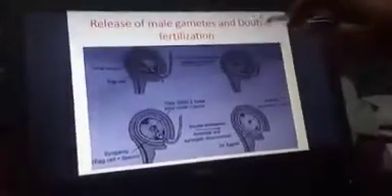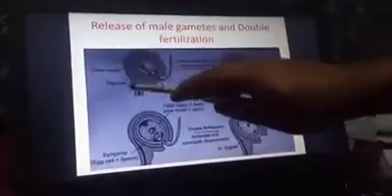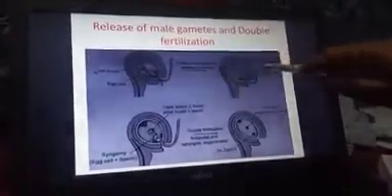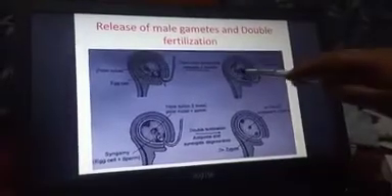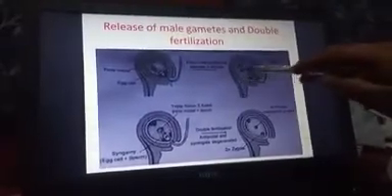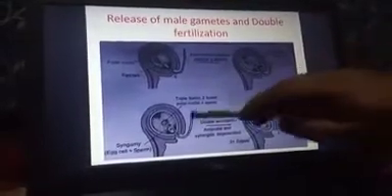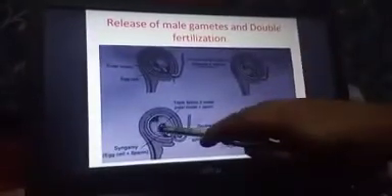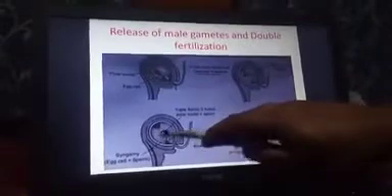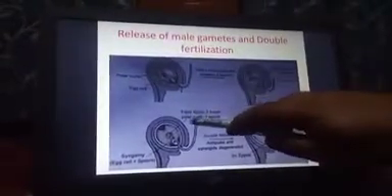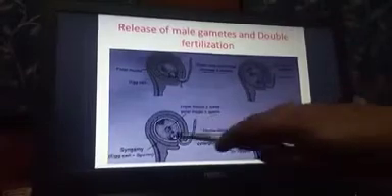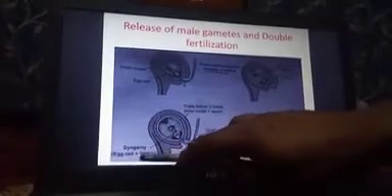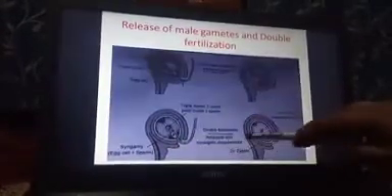Now the release of male gametes and the double fertilization. This is the pollen nucleus, this is the egg nucleus. The pollen tube bursts and releases two sperms, which enter here. These are the two sperms inside this embryo sac, inside the ovule. Then what happens further? Triple fusion takes place. Here this one fuses with the polar nuclei and results in the formation of triple fusion, that is polar nuclei plus sperm, whereas the other fuses with the egg, resulting in syngamy, that is the egg cell plus sperm. So this is also called double fertilization.